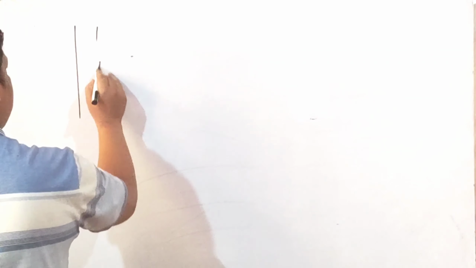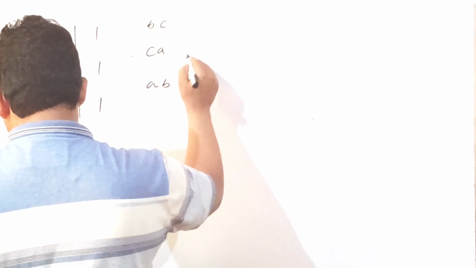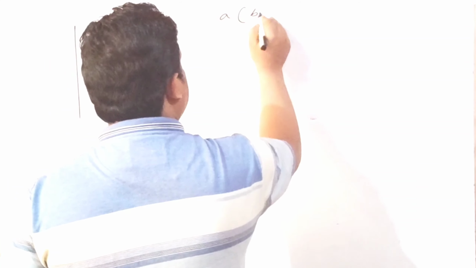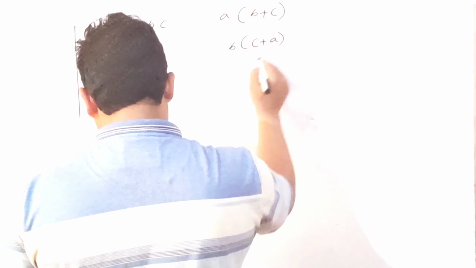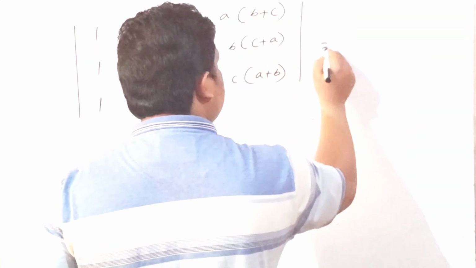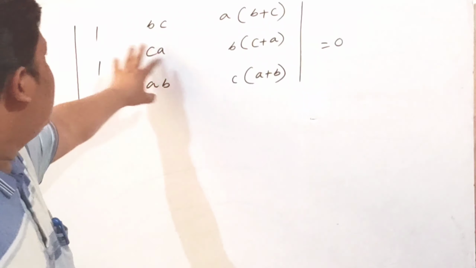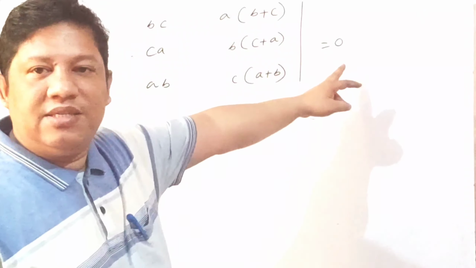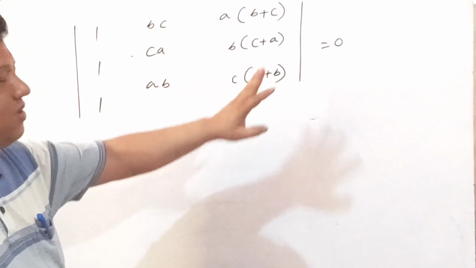Next question number 4: you have to prove that the determinant with rows 1, 1, 1; BC, CA, AB; A into B plus C, B into C plus A, C into A plus B equals 0. You have to prove that this determinant equals 0.